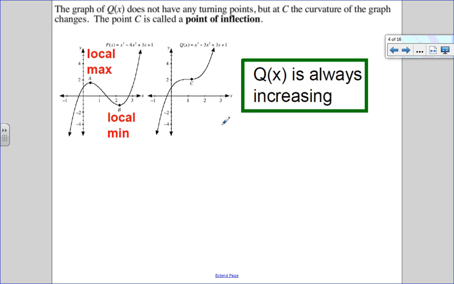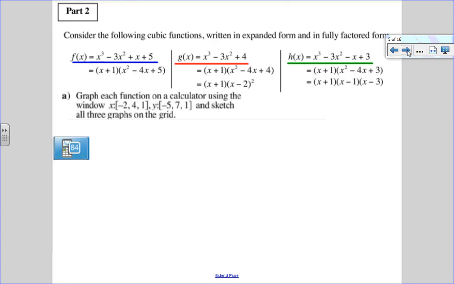Now this cubic function here does not have a local max or a local min because it's always increasing. At this point here I'm increasing and I clearly go down and then I clearly go up. This one here is always increasing. So this little change here is a curve change. What I mean by that is it looks like it's going to be a curve that's going down, and then it looks like a curve that's going up, and right in the middle is where they join. That's called a point of inflection. You can think of it almost like a slide, and at that point it's called a point of inflection.